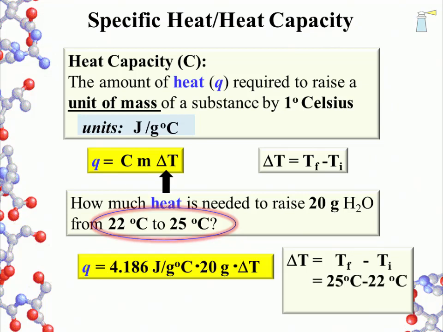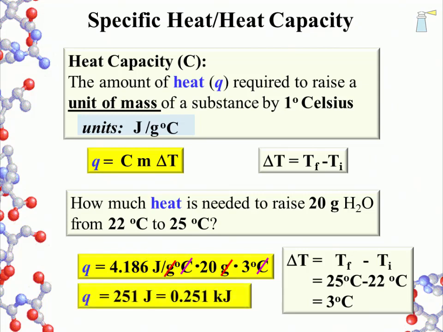TF minus TI is 25 minus 22. The change in temperature is 3 degrees Celsius. Insert that into the equation and solve. Since grams and Celsius are in the denominator of the heat capacity, they cancel out with the grams and Celsius in the mass and delta T. Only units of joules are left, which is consistent with heat. The math has the heat at 251 joules, or using a metric conversion, 0.251 kilojoules.